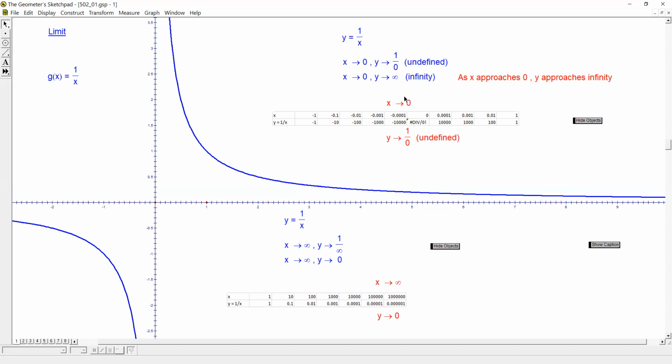Now, instead of making x smaller and smaller like just now, I'm going to make x bigger and bigger. So as x becomes 1, 10, 100, 1,000, 10,000, 100,000, 1,000,000, and so on, what happened to the value of y? When x is 1, y is also 1. When x is 10, y is 0.1. So you go further: 0.01, 0.001, 0.0001, 0.00001. So what does this show us?